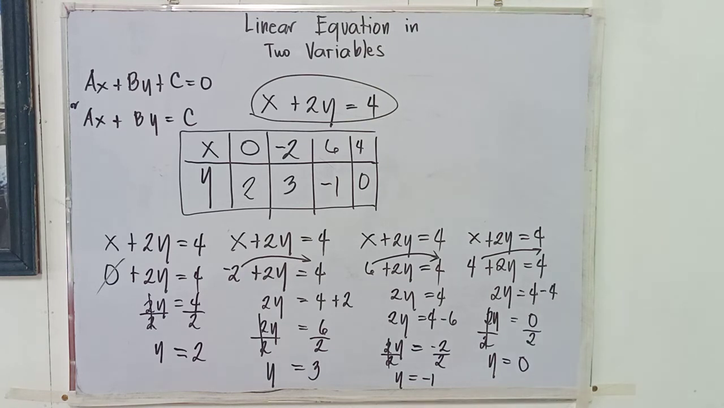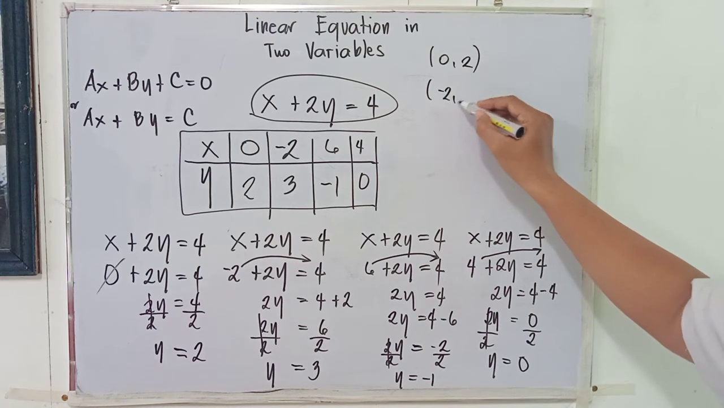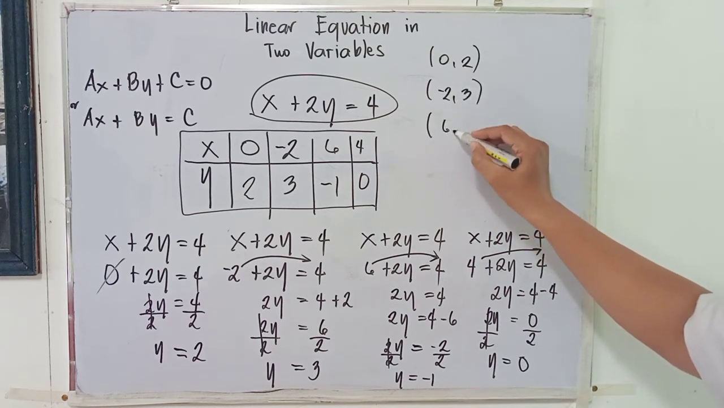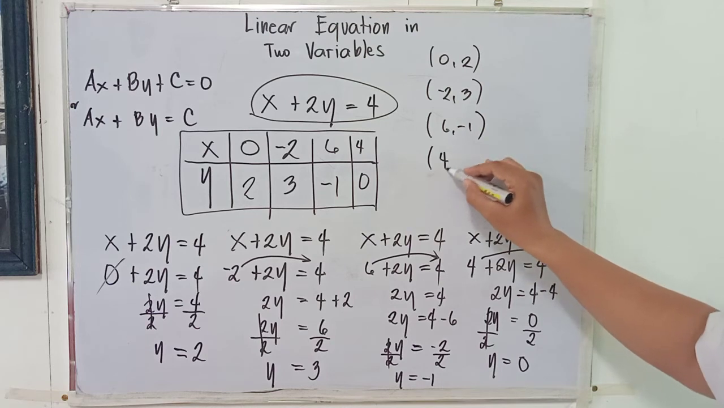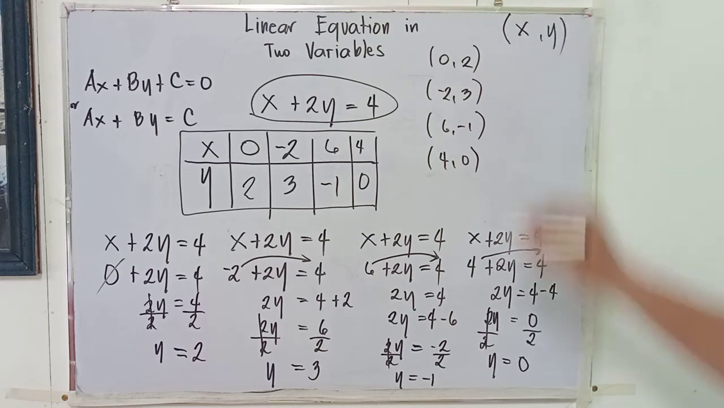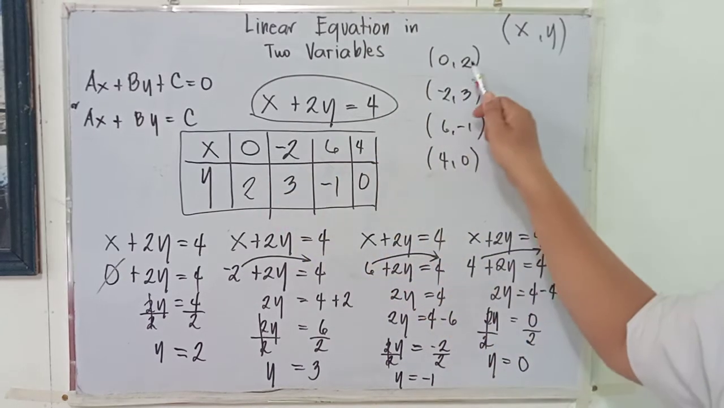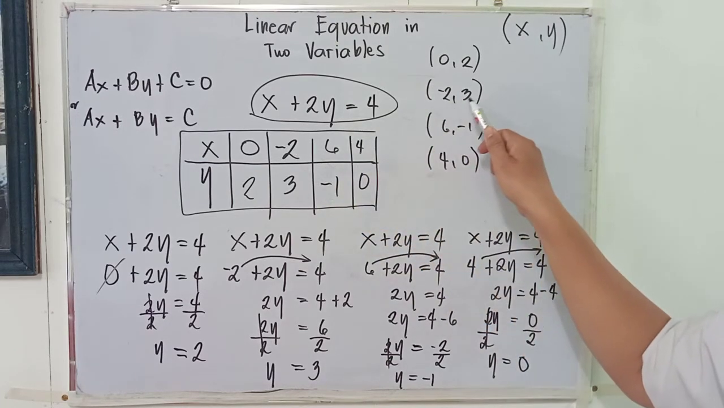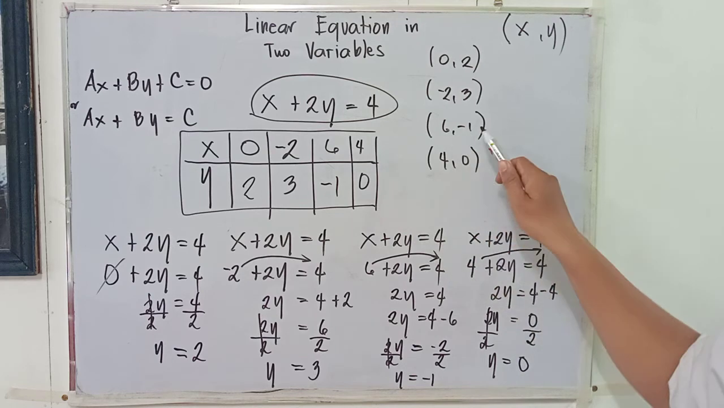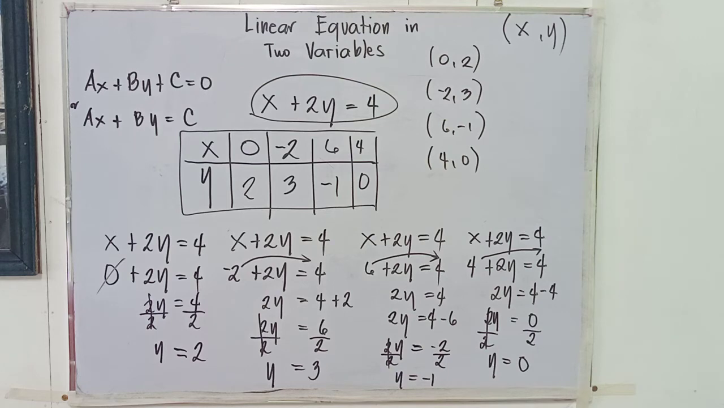So by the way, the first point is 0, 2. The second point is negative 2, 3. The third point is 6, negative 1. And the last point is 4, 0. So again, always remember that an ordered pair is written x first followed by y. So x is 0, y is 2. x is negative 2, y is 3. x is 6, y is negative 1. x is 4, y is 0. So how are we going to plot that one? We're going to plot that using our graphing paper.